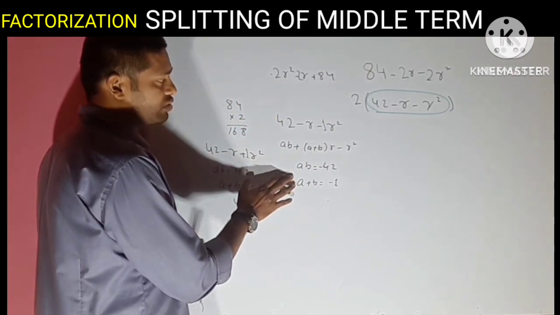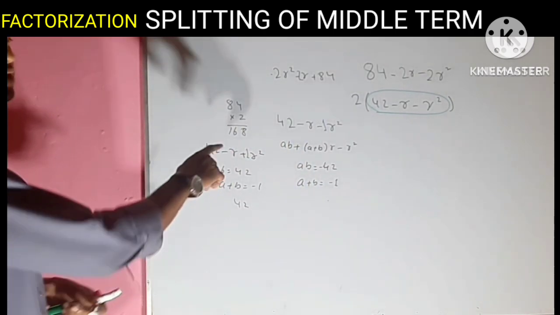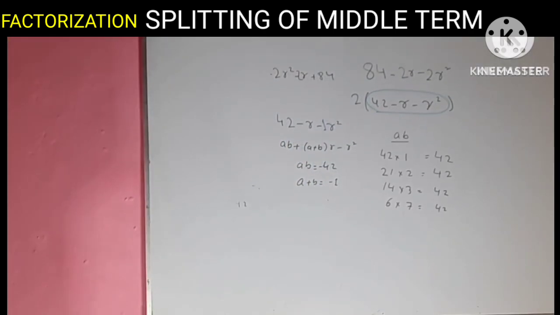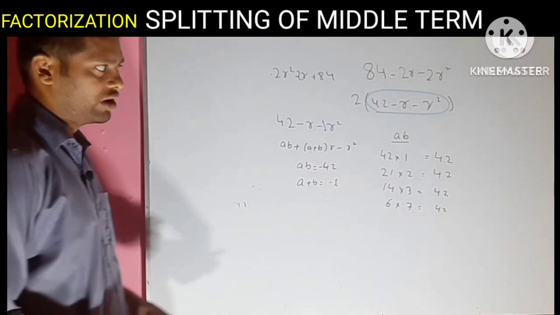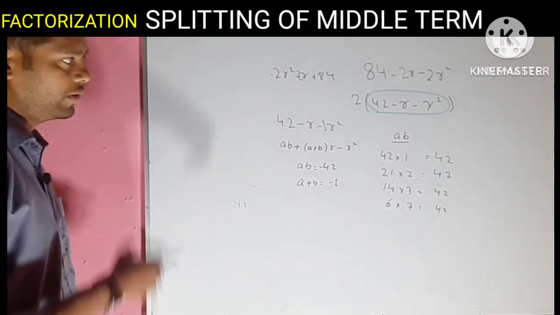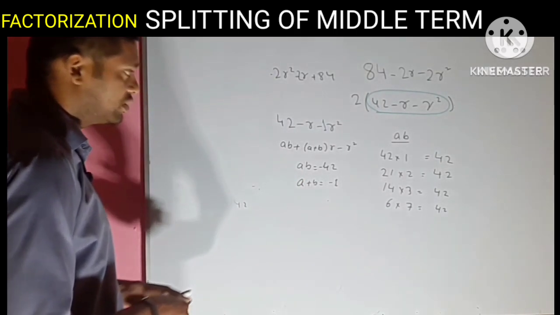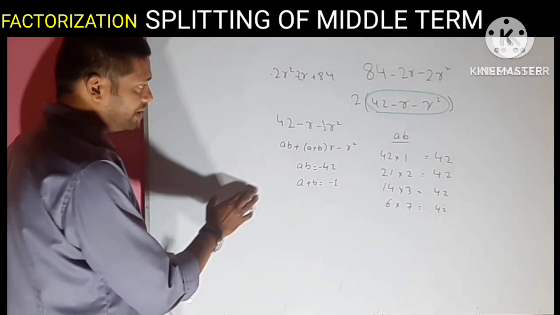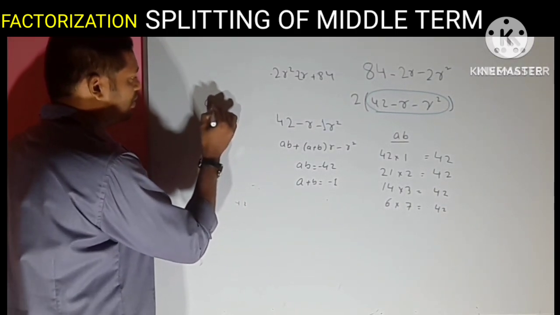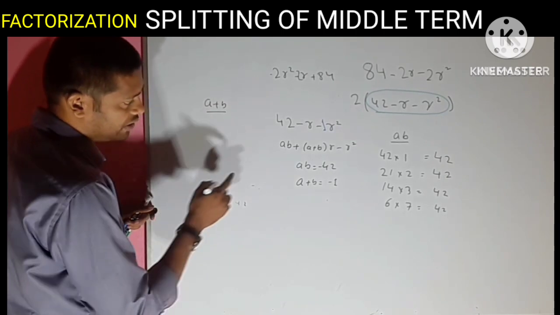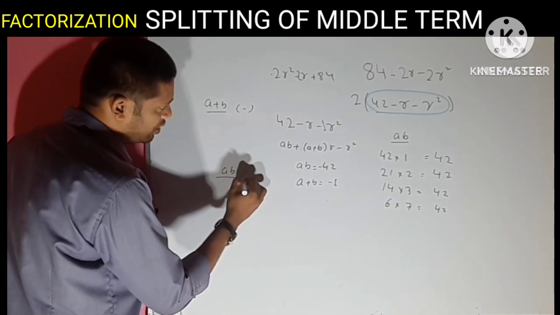So now we understood that AB is -42 and A plus B is -1. These are the factors of 42, and apart from these we do not have any other factors of 42. Now we have to use these numbers to get our answer. We have to see what sign they are carrying. Be careful with the minus and the plus sign. A plus B has a minus sign, and AB also has a minus sign.